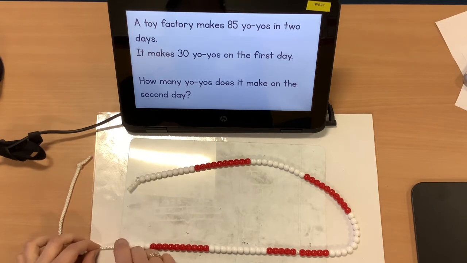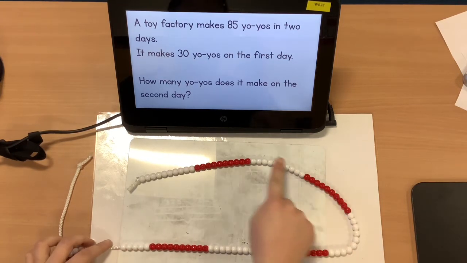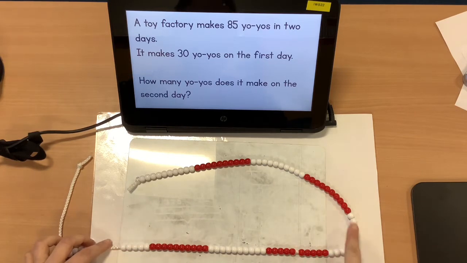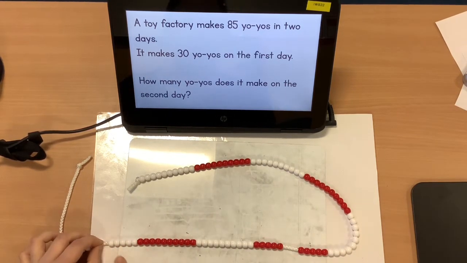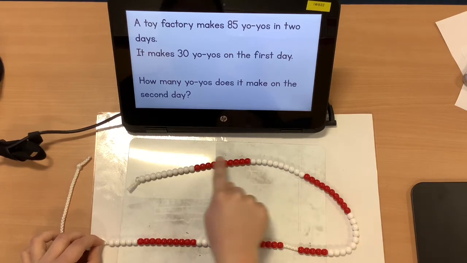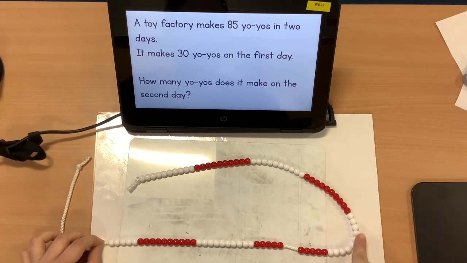If we put it together, this was how many was made on 2 days. But this many, 30, were made on the first day. So hopefully you've spotted that the rest here must be how many were made on the second day. First day, second day, or if we put them together, the 2 days.